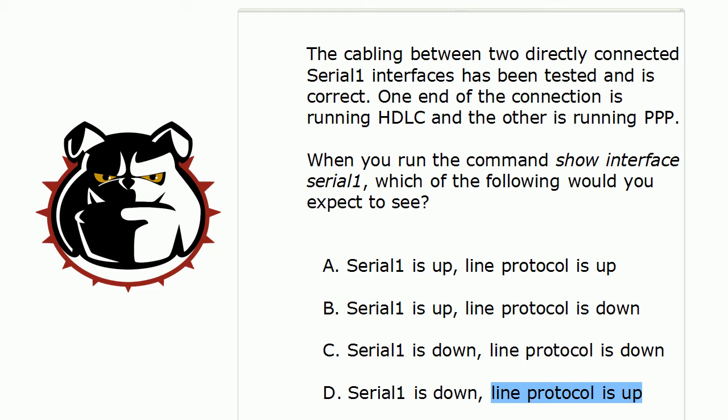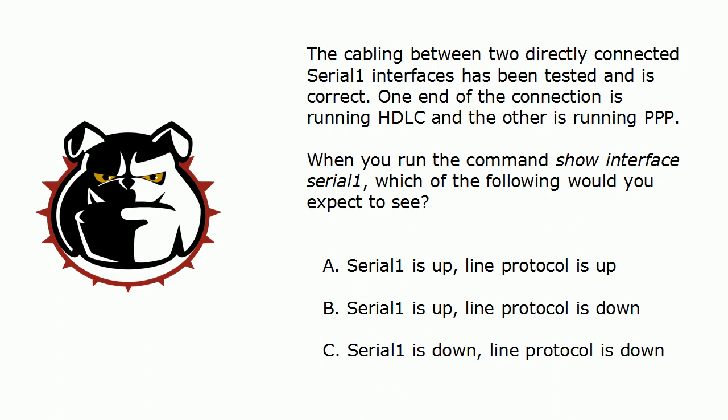And as you'll see in your CCNA studies, if you haven't already, with a connection like this, it could be an encapsulation mismatch, could be a timer problem, the clock rate's missing. If you're running Frame Relay, it could be the LMI. It can be a lot of things. But this one, D, literally cannot happen. So we can eliminate that one right off the bat.